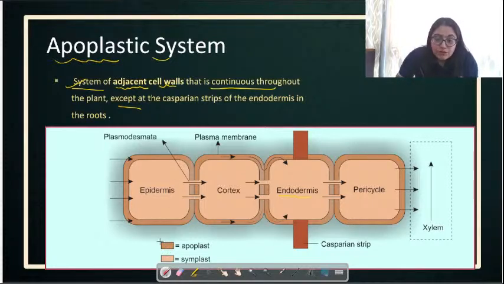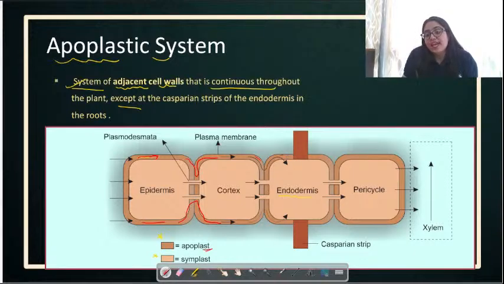Now in this diagram, students, you can see there's a brown color, a little darker brown shade and a lighter brown shade. If you notice, this darker brown shade is present on the wall portion. So whenever water, or water along with the minerals, flows through these cell wall spaces, this is known as apoplast. This is known as apoplast.